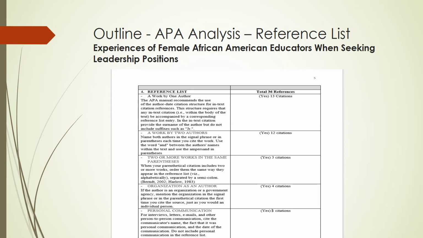There were 12 citations attributed to 2 authors. And she followed the guidelines for those works. And then she had 3 citations for 3 or more persons listed, the work was attributed to, and she followed the guidelines there. She had 4 citations that were attributed to an organization. For example, one was the Department of Education, U.S. Department of Education. She correctly cited those particular studies.